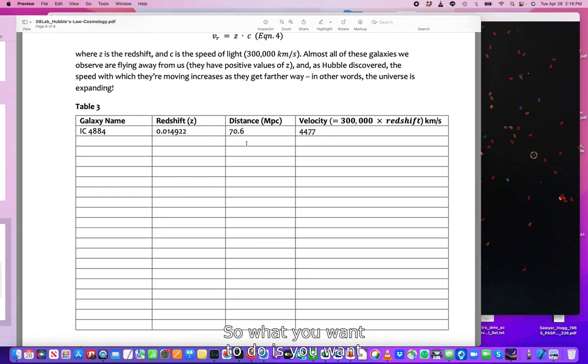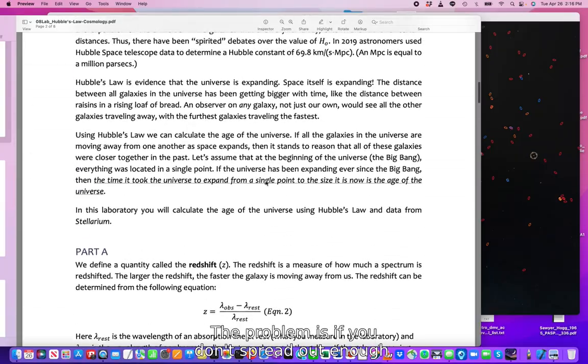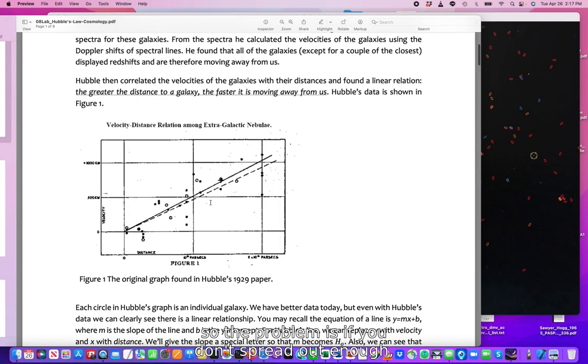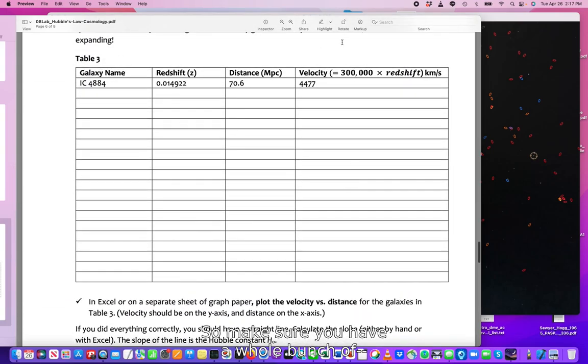So what you want to do is pick a set of galaxies that goes from, for example, 1 megaparsec all the way to 100 megaparsec. Okay, so don't try to just get everything that's around 50. The problem is if you don't spread out enough, then you get a bunch of data concentrated in just one small interval. So you want to spread out your distance. Make sure you have a set of different galaxies that spread out between, say, 0 megaparsec to, say, 100.